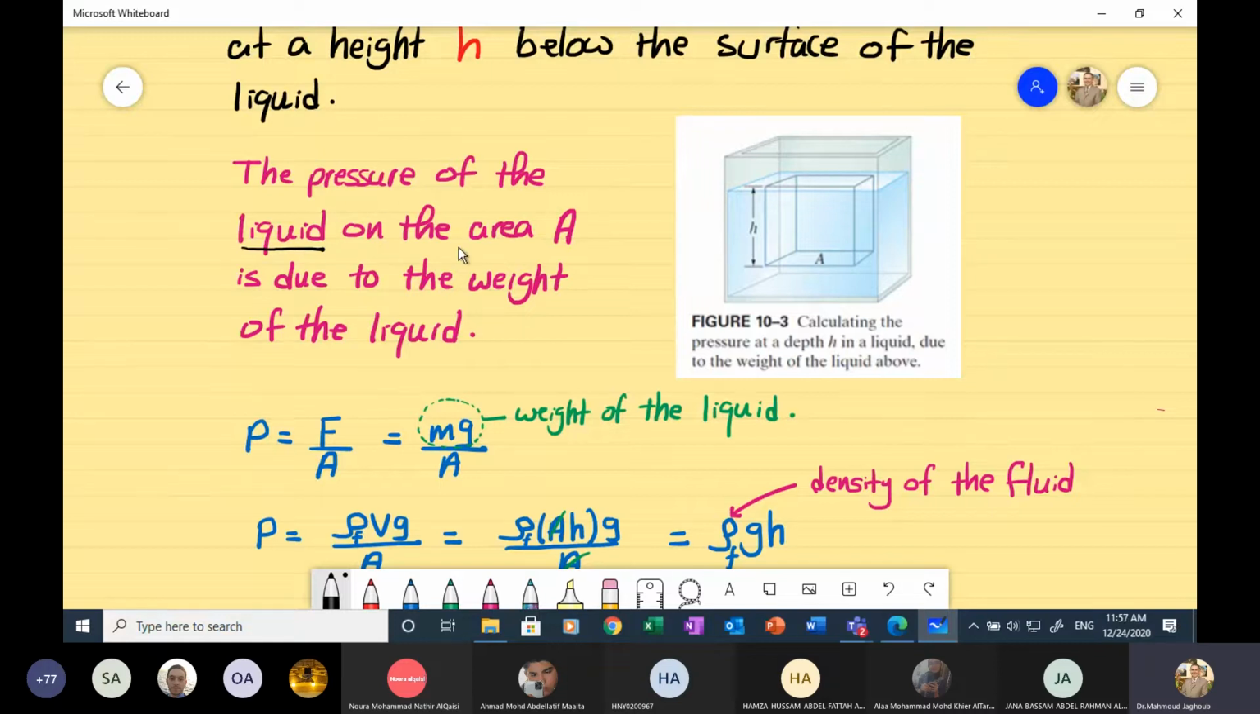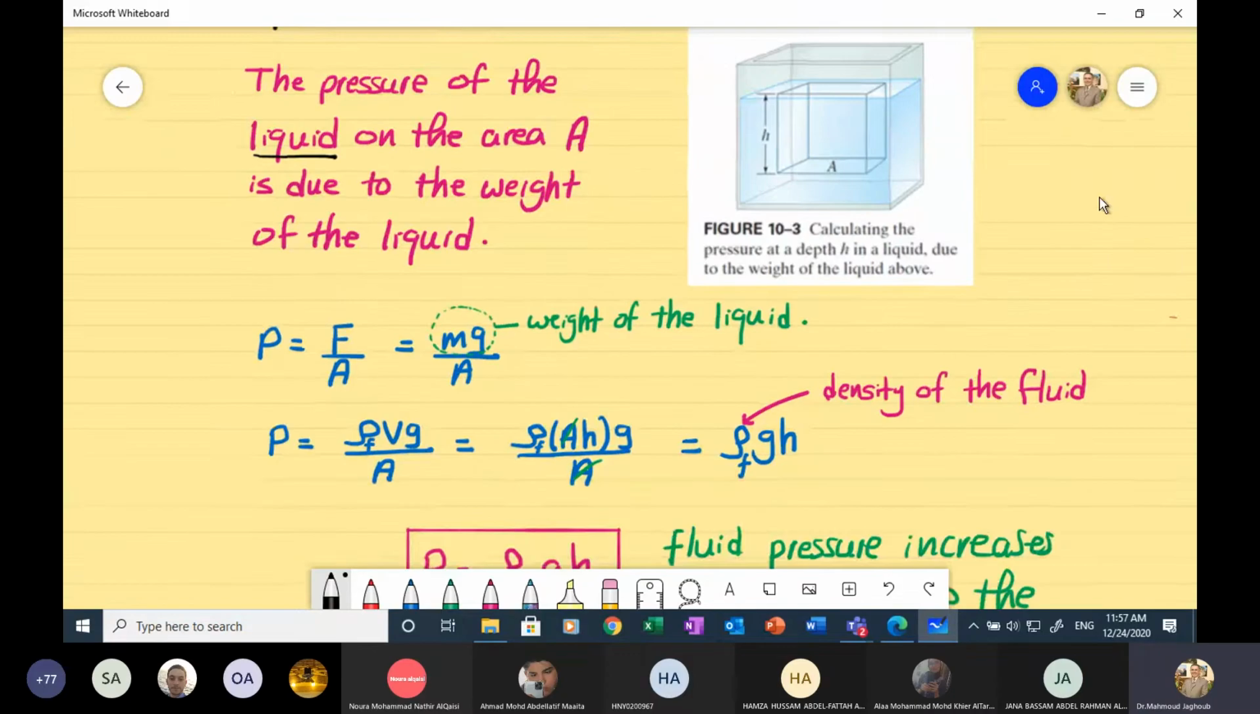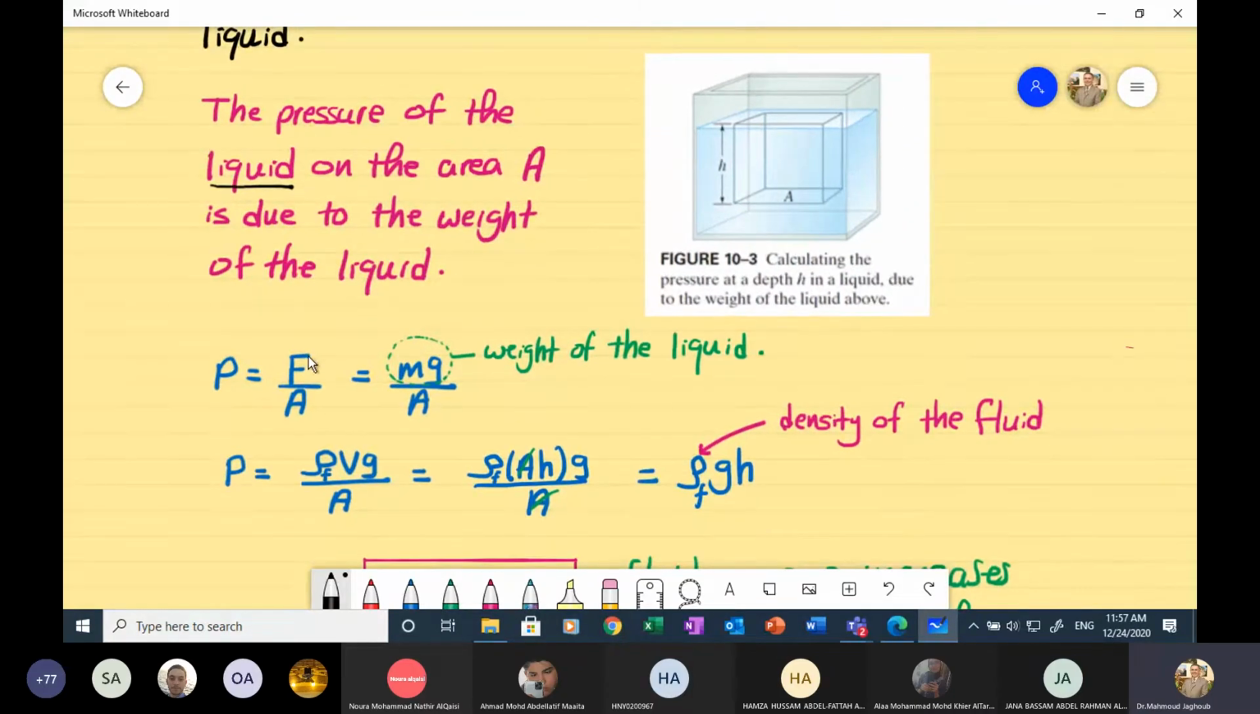Later on we will say something about how to add the atmospheric pressure. Now the pressure of the liquid on the area A is due to the weight of the liquid. Why? Where does the pressure come from on this area? It comes because you have liquid on top of this area. That liquid has mass, and if the liquid has mass, it means it has weight. Weight is a force. If you divide that force by the area A, you get what? You get the pressure. So pressure equals force per unit area, F divided by A, is going to be mg, which is the weight of the liquid on top of this area, divided by the area.